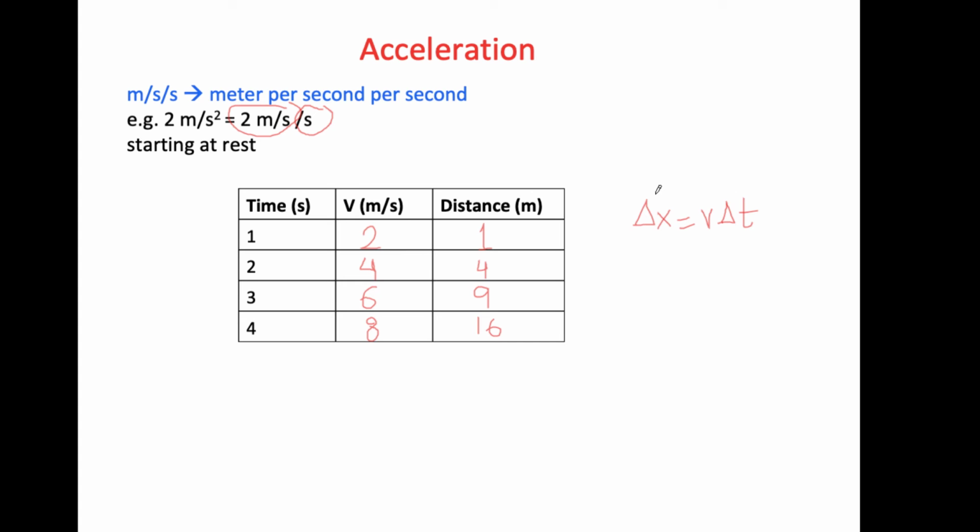Because this formula is only for constant velocity, and here velocity is not constant. We already know that it is changing at a rate of 2 meter per second each second. So please do not use the formula of constant velocity when there is acceleration present.